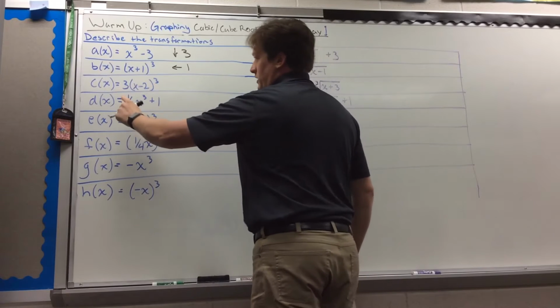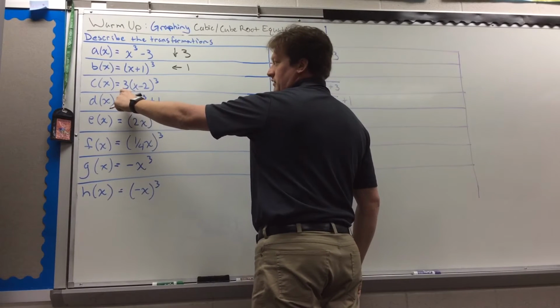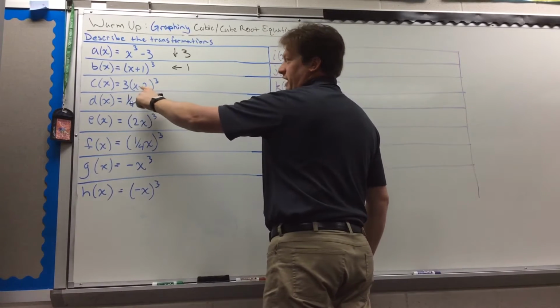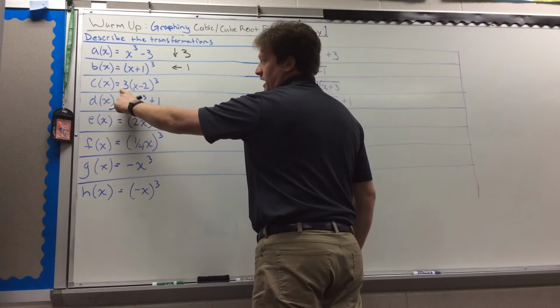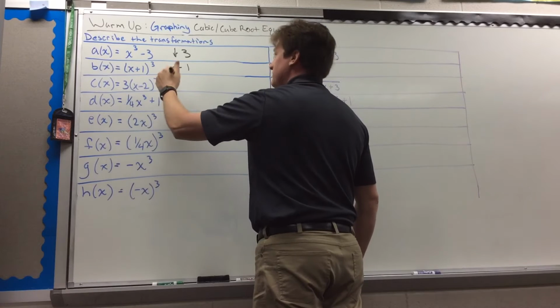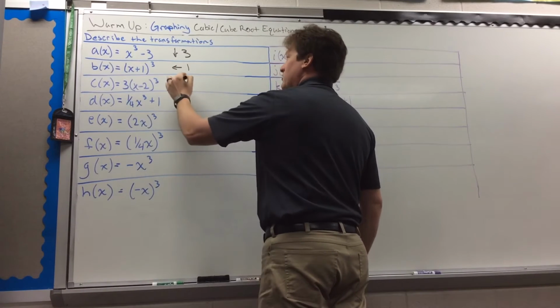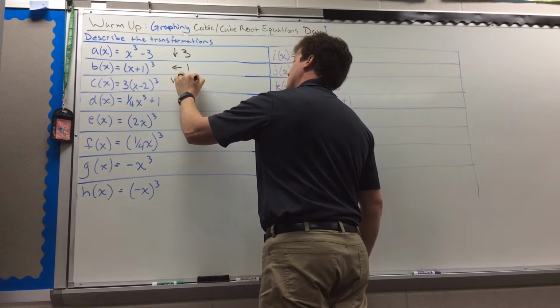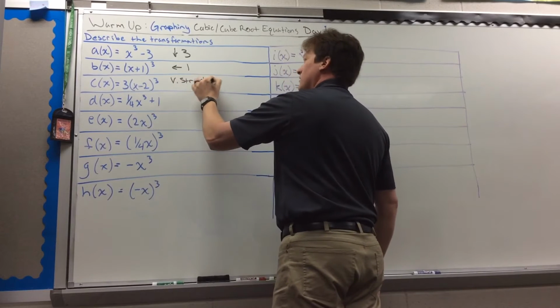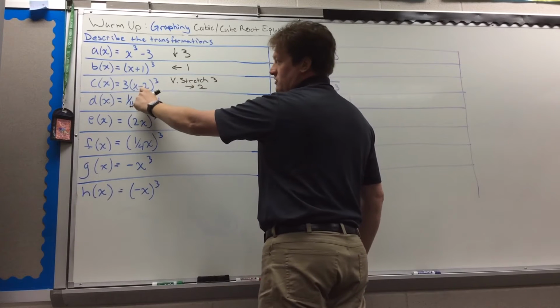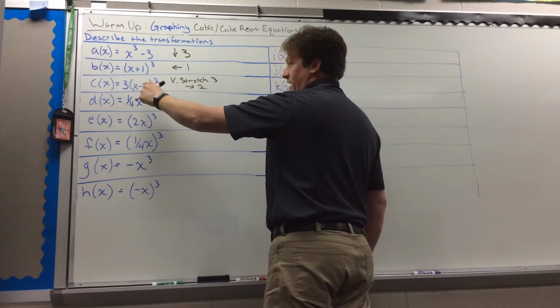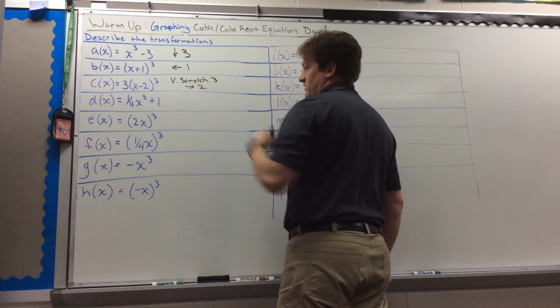Here we have 2 transformations going on. We have an A value of 3 and a C value of negative 2 inside the equation, so we take the opposite of it. First we'll start with A. This is a vertical stretch of 3, and we're going to move to the right 2 units. X minus 2 equals 0. Add 2 to both sides, x equals 2, going to the right 2.